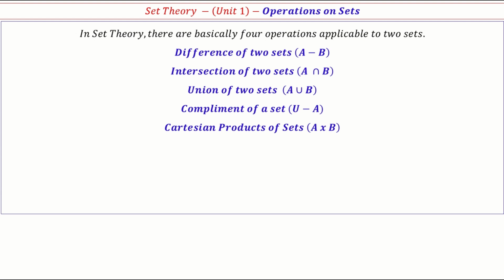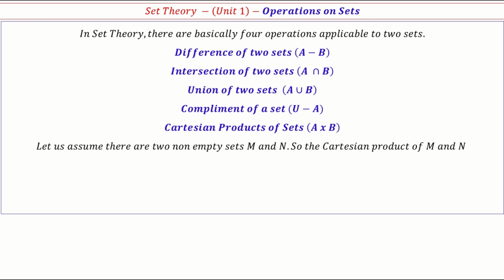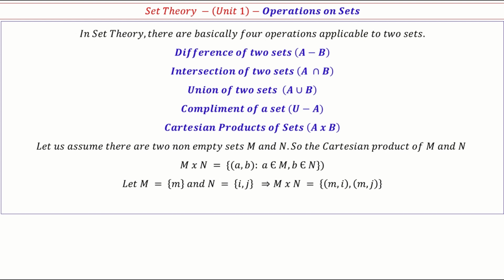Cartesian product of sets is denoted as A cross B. Let us understand this. Let us assume there are two non-empty sets M and N, so that the Cartesian product of M and N is denoted as M cross N equal to (a, b), such that a belongs to M, b belongs to N. So as an example, if M equal to {m} and N equal to {i, j}, then M cross N is (m, i) and (m, j). So how many elements are possible in the Cartesian product? Product of the number of elements in each set. That is 1 into 2 in this case, which is 2.